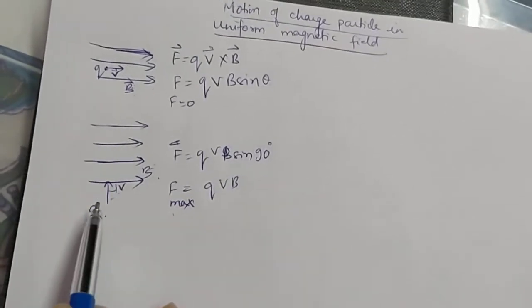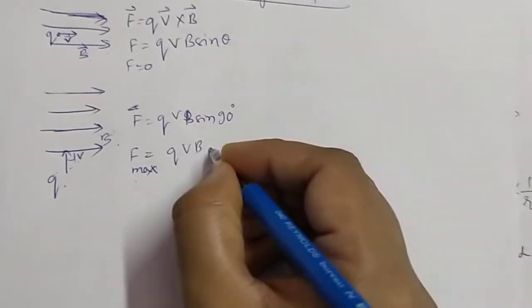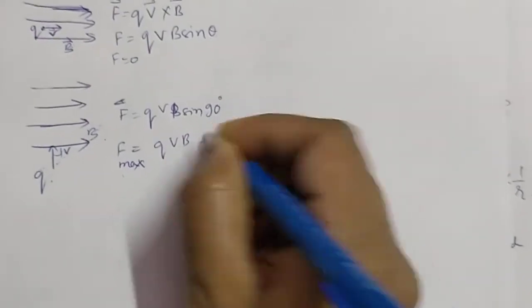And if it is circular, then what will be the radius of the circle? This force will actually be the centripetal force, because it is circular motion.